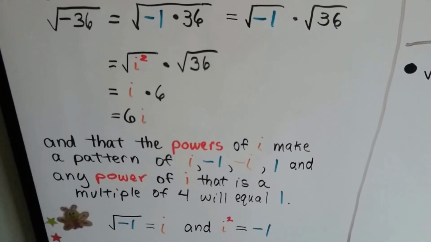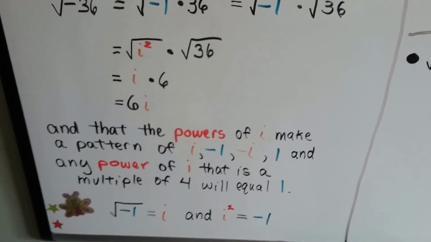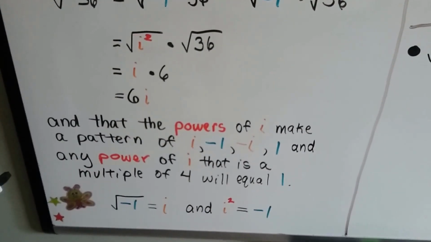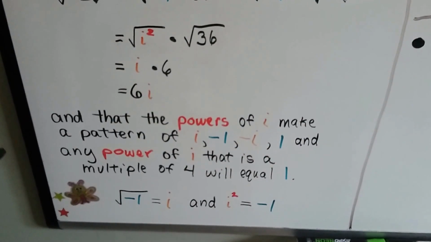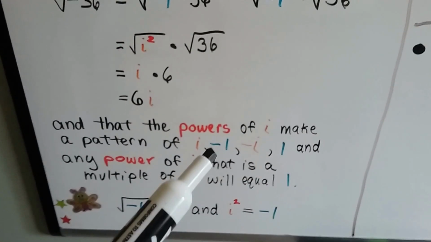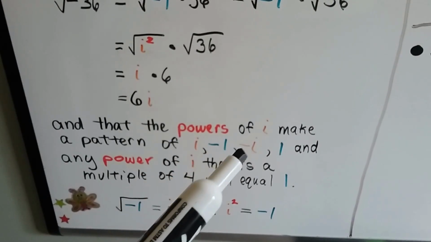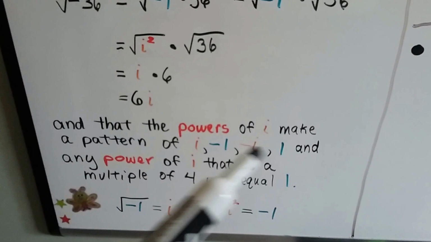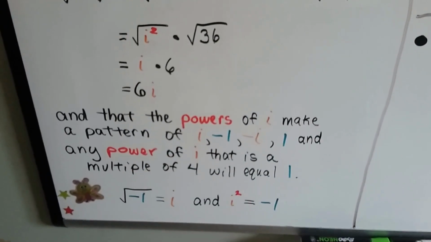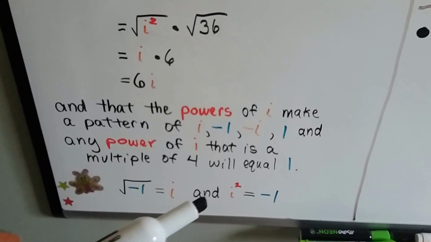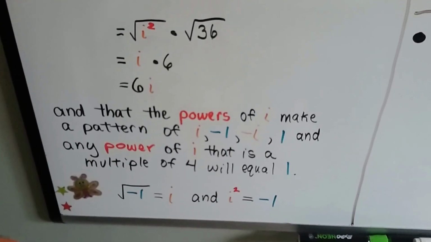So we have 6i. We also learned that the powers of i make a pattern of i, negative 1, negative i, and 1. Any power of i that is a multiple of 4 is going to equal that 1. They're in order: i to the first power, i to the second power, i to the third power, i to the fourth power, and that's what they equal. You need to memorize these 4. We also learned that the square root of negative 1 equals i, and that i squared equals negative 1.